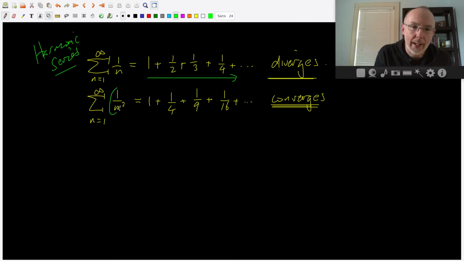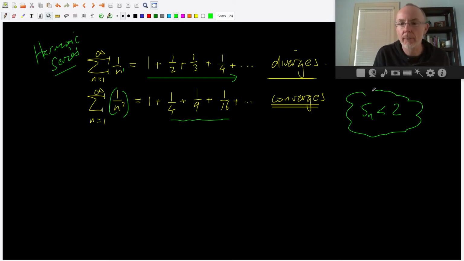Whereas when I add up 1 over n squared as opposed to 1 over n to the 1, these numbers are getting small enough, fast enough, that we in fact showed that s sub n was less than 2 for all values of n. So in fact this converges to a finite number. This must give me a finite number. I don't know what it is, but I know that it has to converge to some finite value. Whereas this goes off to infinity.